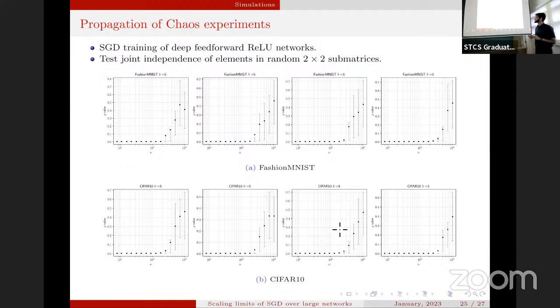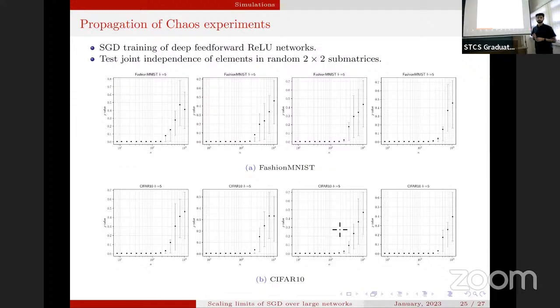The null hypothesis is essentially that the random variables you are trying to test are jointly independent. Which means that if p is lower than, let's say, 0.05, they are not independent. And as p is increasing, maybe they are independent. In all these layers and both datasets, we see that the p-value increases as n increases, which means there is this propagation of chaos phenomenon in deep networks also, despite the fact that we are using ReLU activation functions.